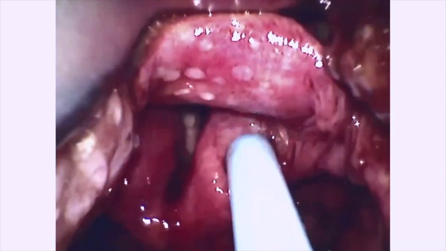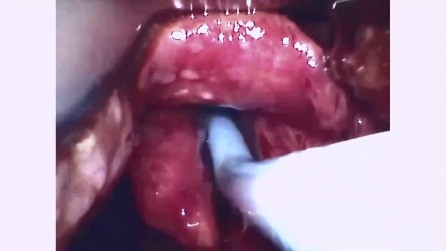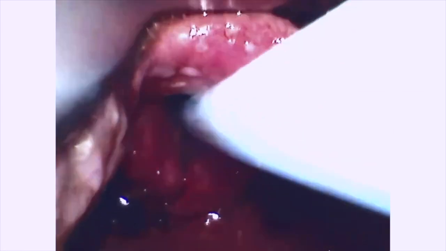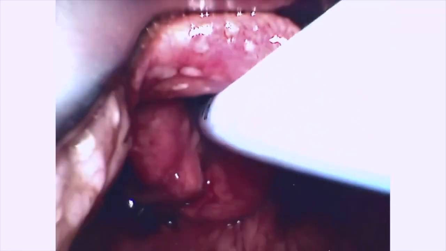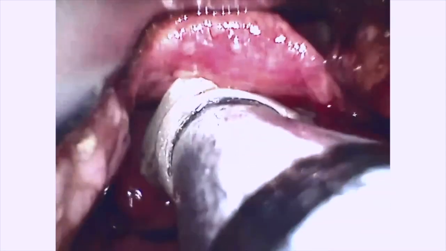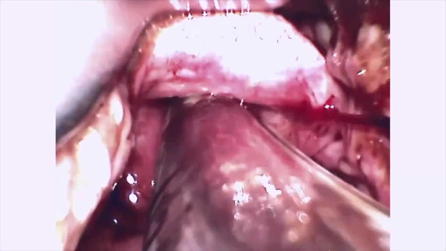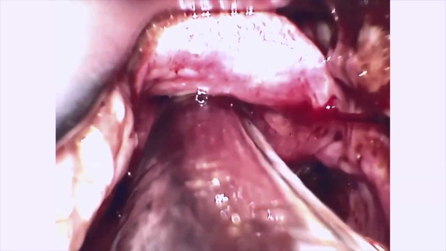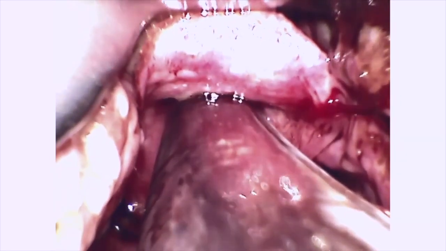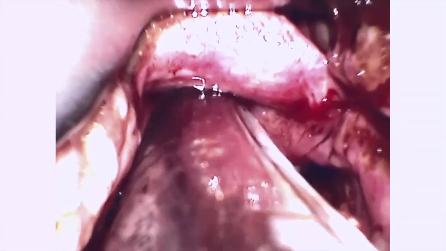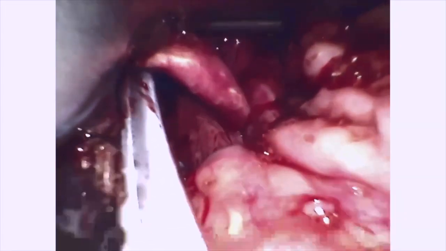Still having some trouble. See those ulcerations on the epiglottis there? Yeah. It's awesome. I don't know. Maybe it was a GI bleed. Maybe it was trauma. It's very hard to tell.